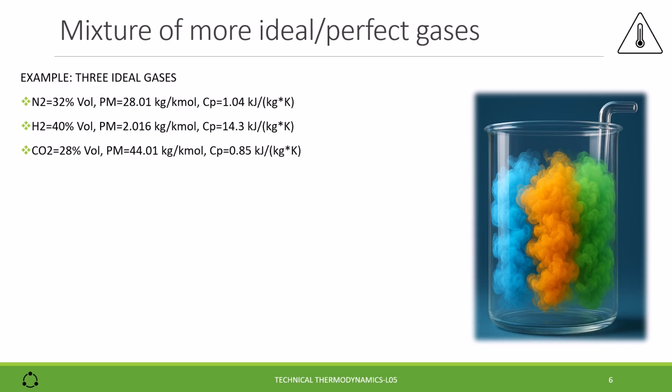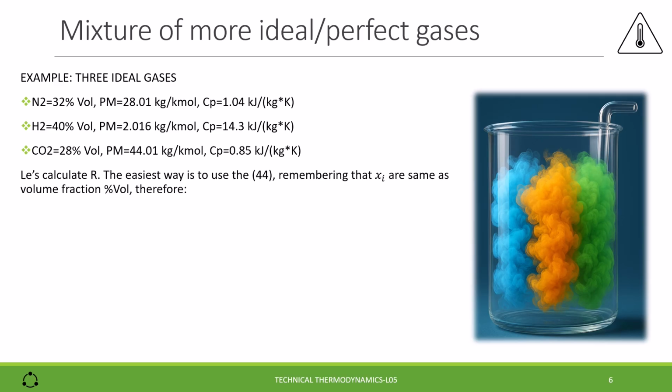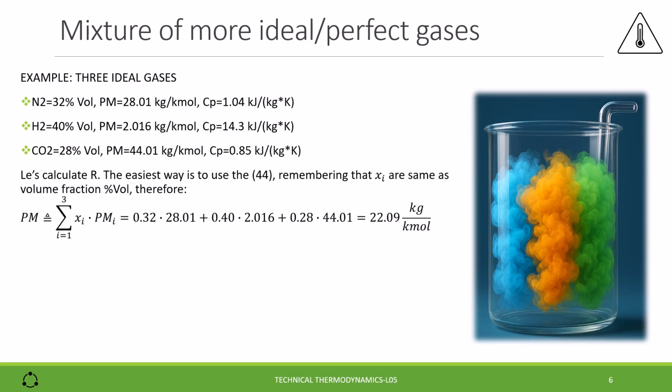We make an example with a mixture of three ideal gases: nitrogen, hydrogen, and CO2. The percentage in volume, the molecular weight, and the Cp are given. Let's calculate R. The easiest way is to use the formula 44, remembering that Xi are the same as volume fractions. Therefore, Pm is the sum of Xi times Pmi, and we find 22.09 kg per kilomole. R is R0 over Pm, 376.6 joule per kilogram per Kelvin.